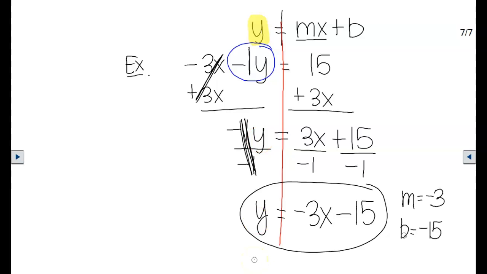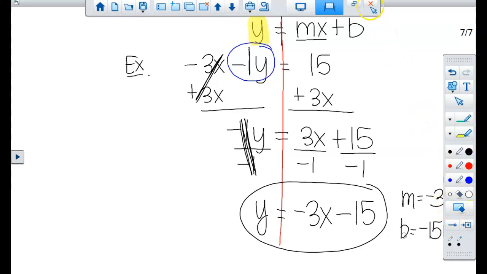If you have any questions about changing to slope-intercept form, please let me know.